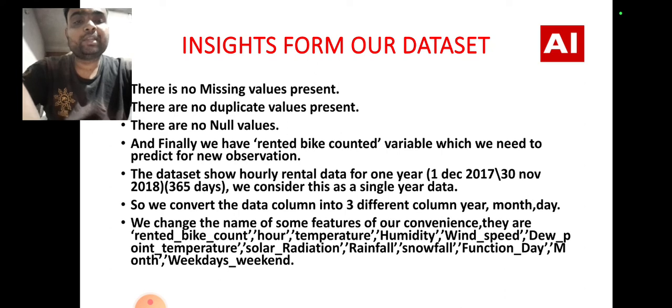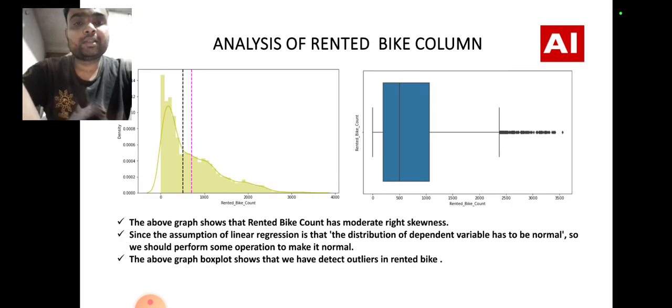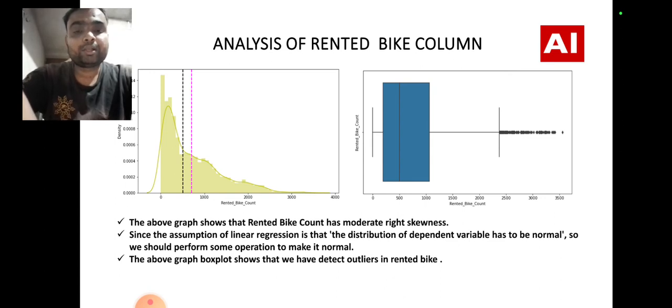We changed the names of some features for our convenience, so they are: bike rented count, hour, temperature, humidity, wind speed, dew point temperature, solar radiation, rainfall, snowfall, function, day, weekend. There are two types of graphs. First one is a distribution plot, and there is a box plot. In the above graph, the first one shows that the rental bike count has a moderate right skewness. You can see it up and down.